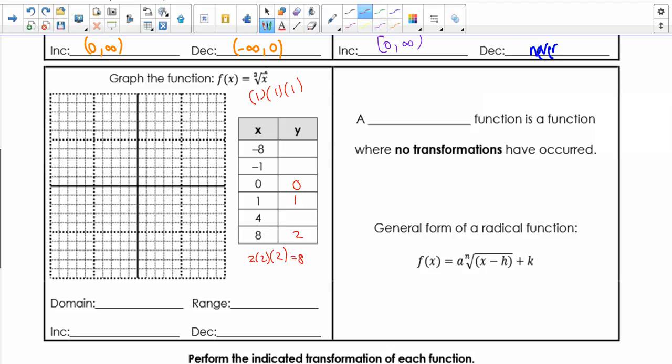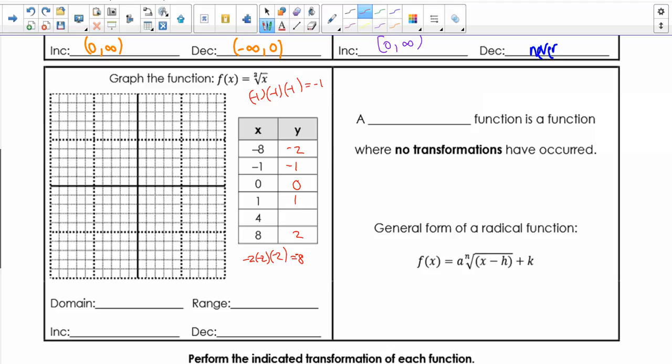And now with cube root, I can do negatives. If I made this -2, -2 times -2 times -2 is -8. So the cube root of -8 is -2. The cube root of -1, if I make these negatives, -1 times -1 times -1 is -1. So the cube root of -1 is -1. And you can see that all of those are nice values.